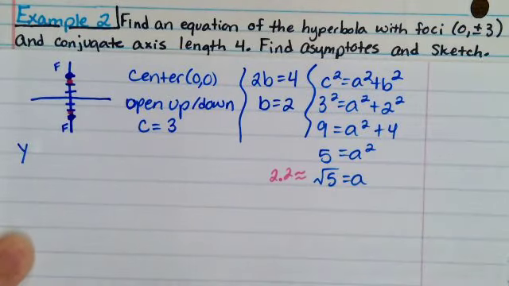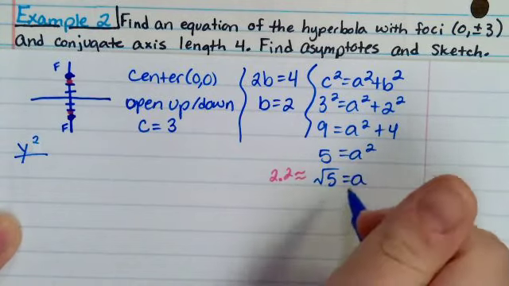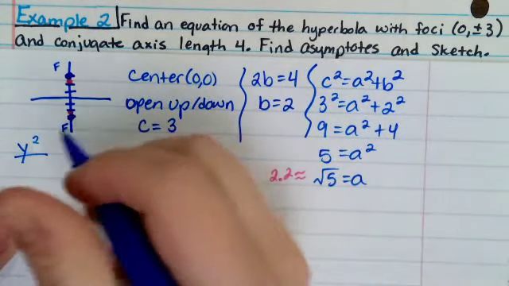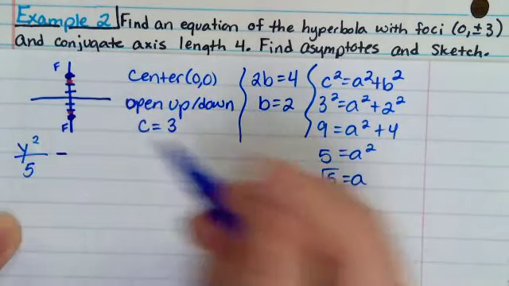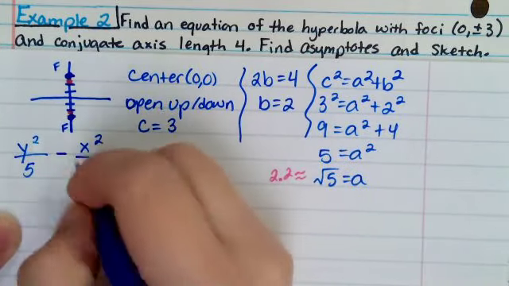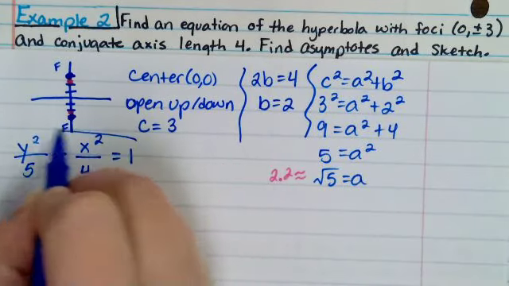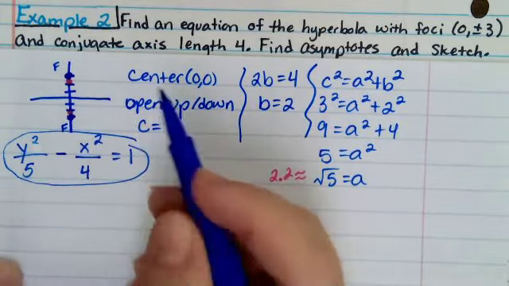All right, so we're going to start out here with y squared over a squared. A squared, if you recall back here, was 5, minus x squared over b squared. 2 squared is 4, equals 1. So here we have a lovely little equation.